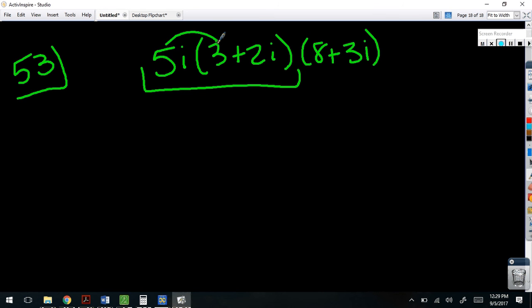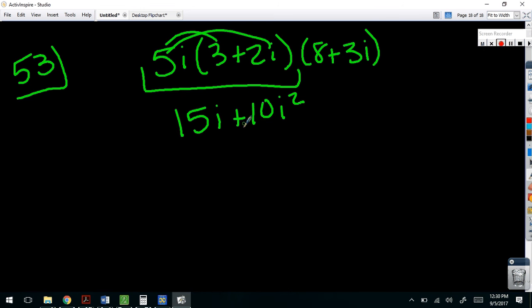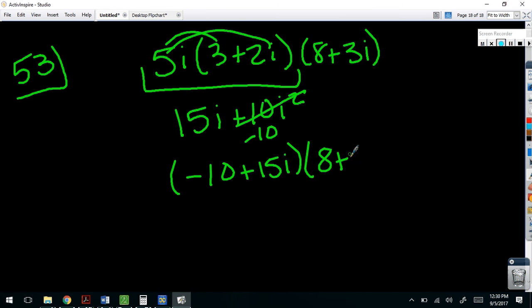5i times 3 is 15i. 5i times 2i is 10i squared. What happens when you have i squared hooked to a number? It changes the sign, drop the i squared, so this becomes negative 10, right? So now my first one is going to be negative 10 plus 15i times 8 plus 3i.